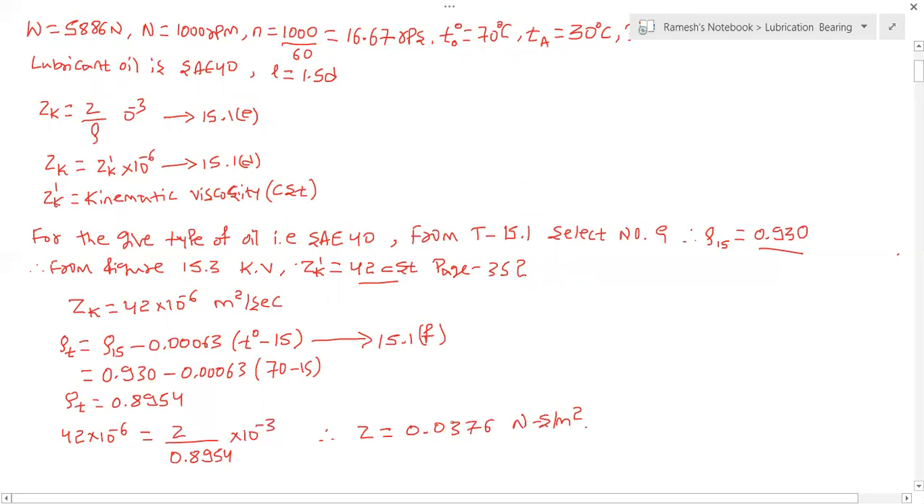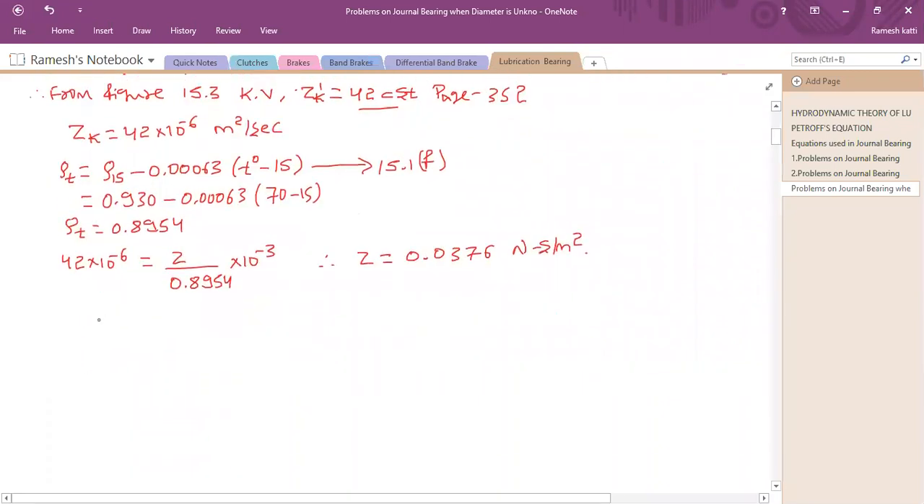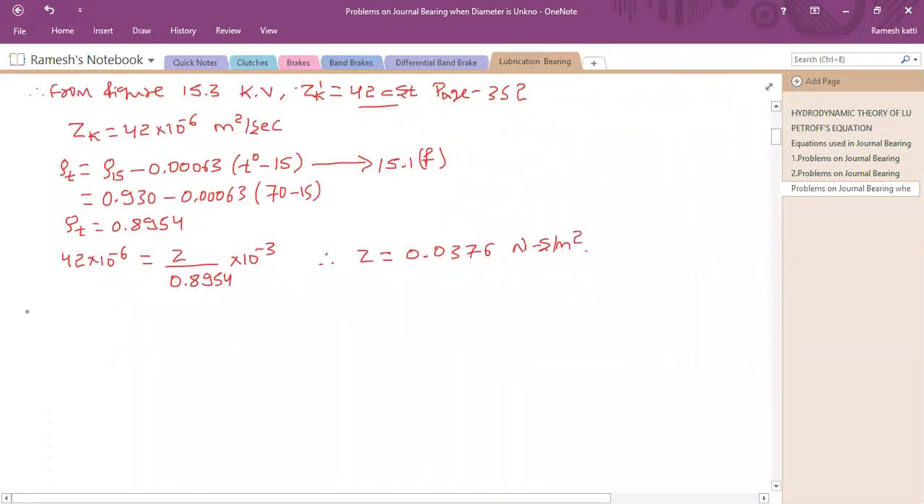After finding this, next you need to find out the bearing pressure. How to find out the bearing pressure? I can use the equation to find out the bearing pressure. That is the second part of this. Bearing pressure is denoted as small p, which I'll be taking from the bearing modulus.